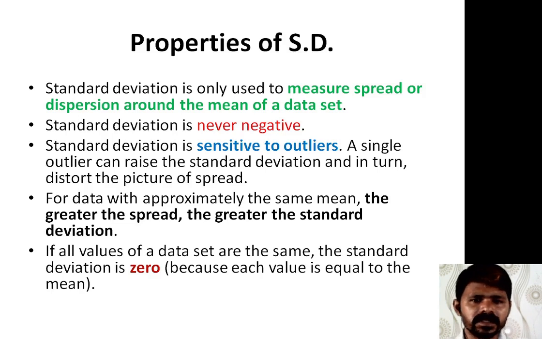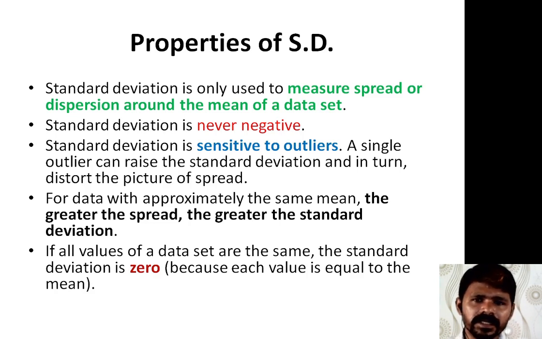We will see the properties of standard deviation. Standard deviation is used to measure spread or dispersion around the mean of the data set. It is never a negative value, and it is sensitive to outliers. Outliers means extreme values in the data set. You may observe that the majority of the data set is in a particular range, and suddenly a few observations have very extreme values. These are called outliers.